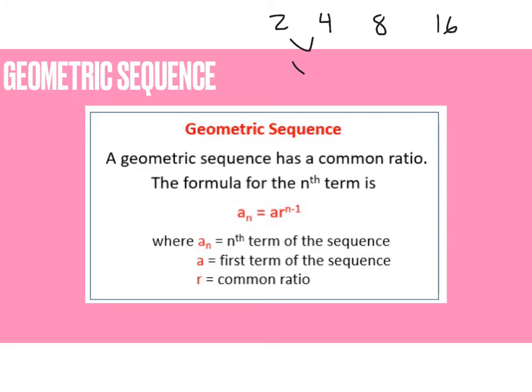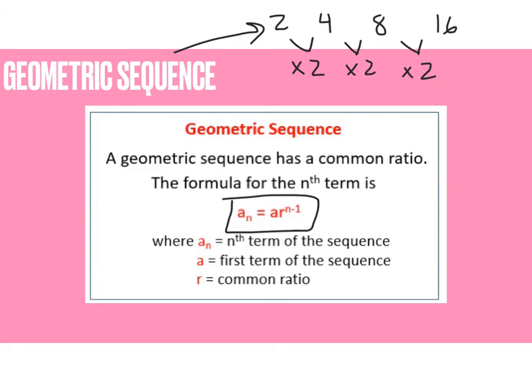To go from 2 to 4, we're multiplying by 2. To go from 4 to 8, we're multiplying by 2. And to go from 8 to 16, again, we're multiplying by 2. So this would be a geometric sequence because we multiply to get to the next one.